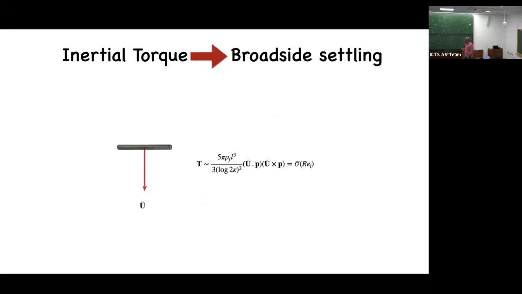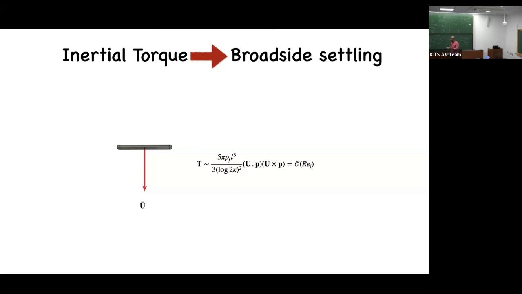You can argue this through detailed asymptotic calculation, which was done in a paper by Cox. But you can also argue this based on symmetry, what it should be. This is a problem where there are only two vectors: I have the settling velocity and I have the orientation vector. Now I need to construct a torque out of it. And I am doing this at low Reynolds number, which means I am looking at quadratic dependence on velocity. So the only way I get a pseudovector is by having this combination, u dot p into u cross p. This is the only possibility.